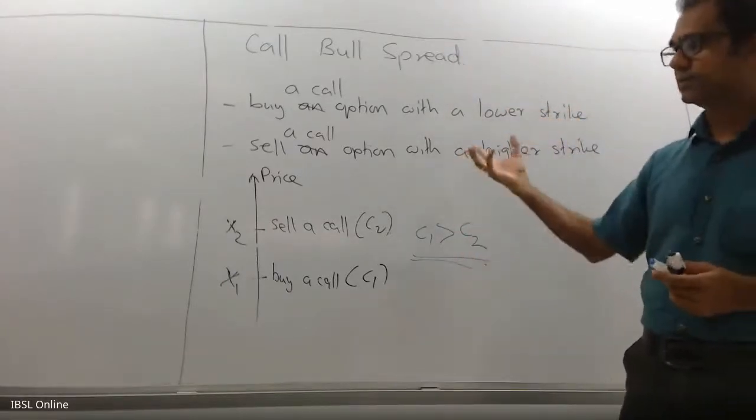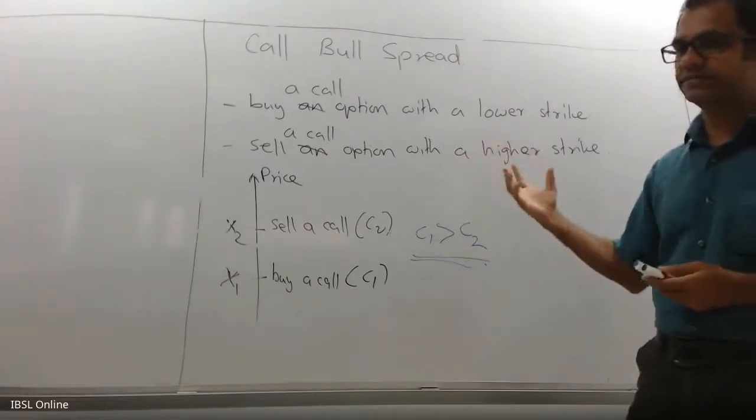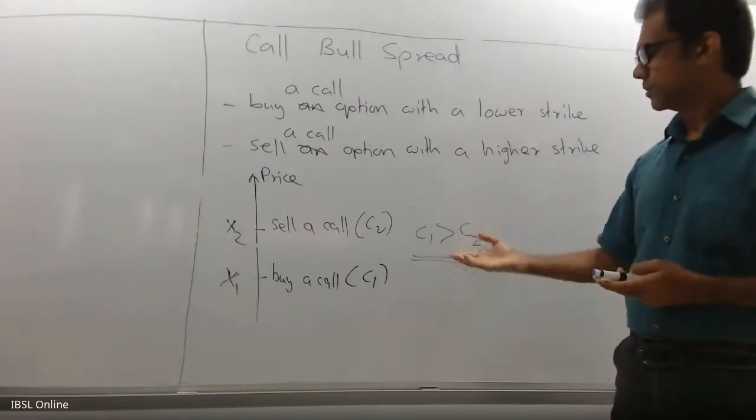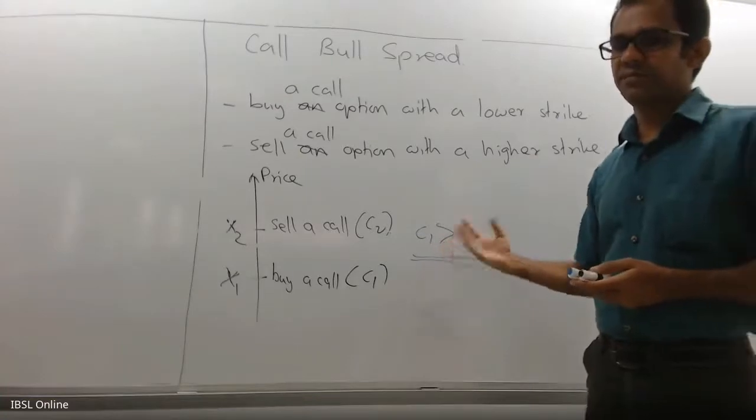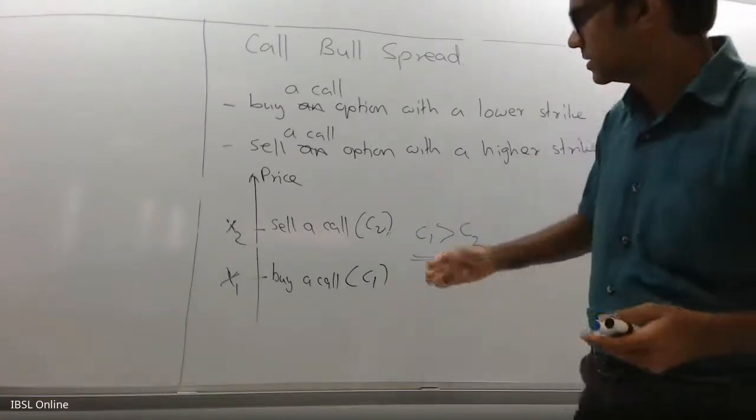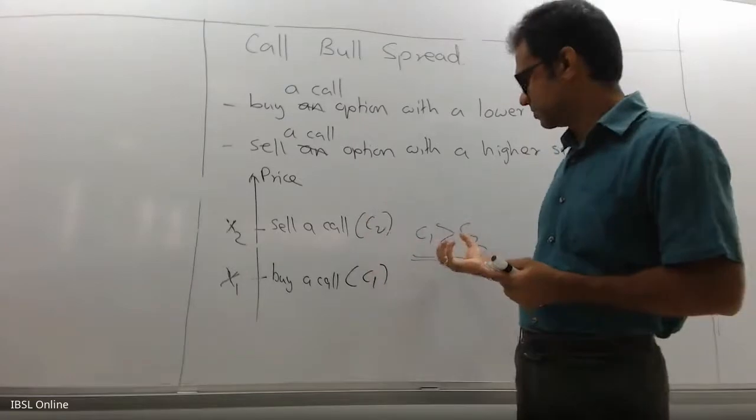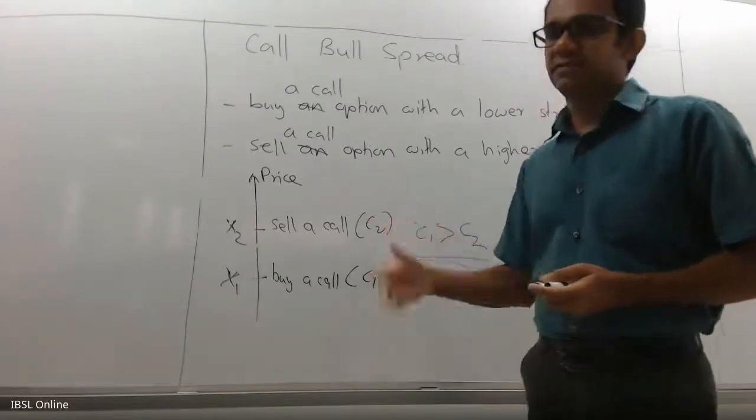So basically, to buy a call bull spread, you pay a premium. If you want to buy this spread, we call it buy the spread. You have to pay a premium. But since you receive some premium, this will be less than C1.